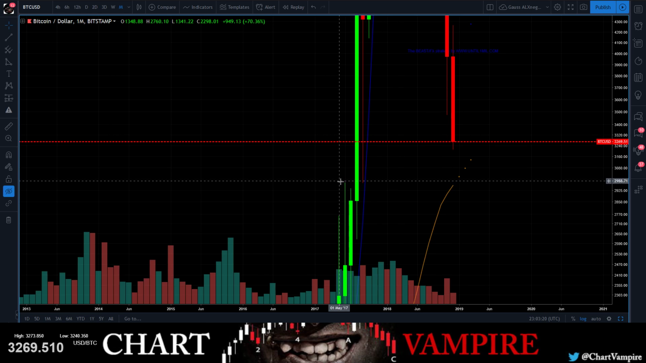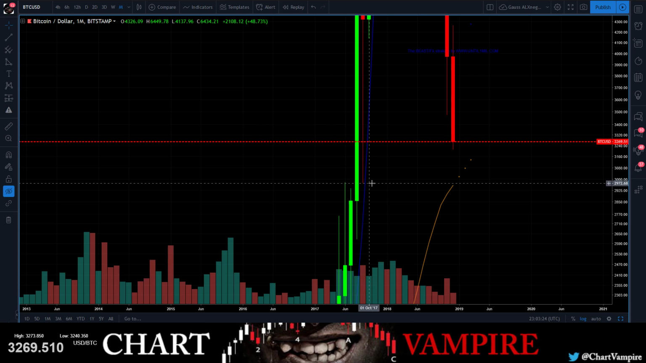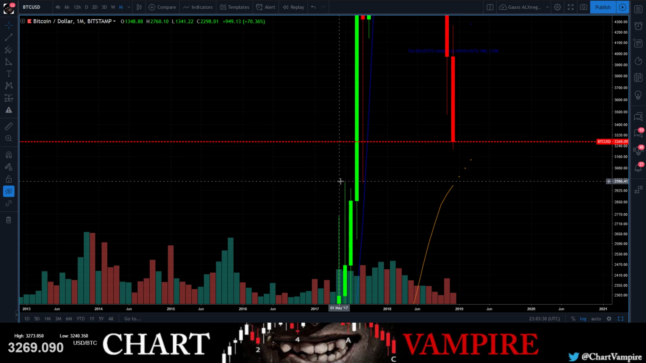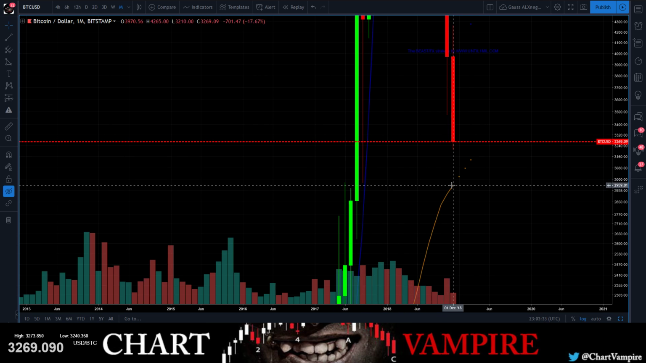So you guys have got a ton of support right here, 29.90. If we are, and I expect us to get a bounce right here. If we are going to bounce, this is where the magic is going to happen. You've got a wick. You've got the 50 MA and the monthly. I mean, you've got a lot of support right here.